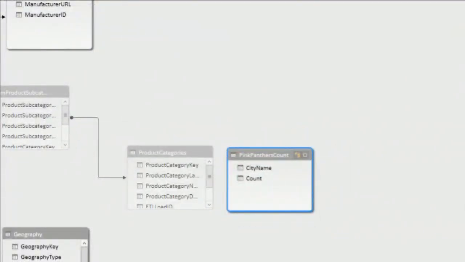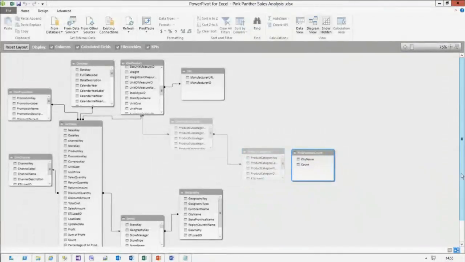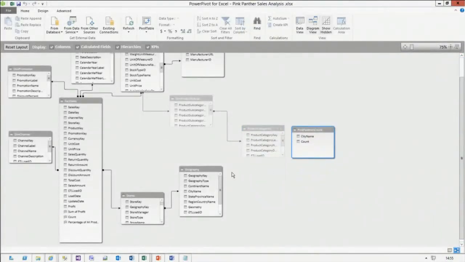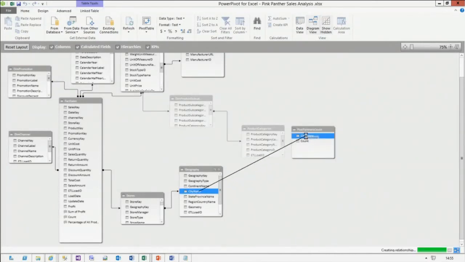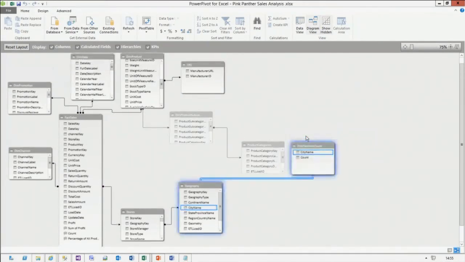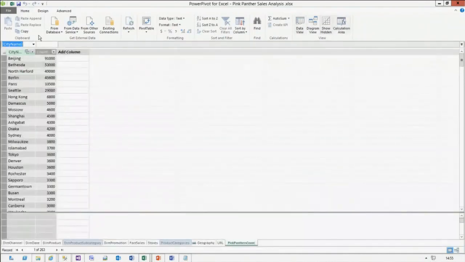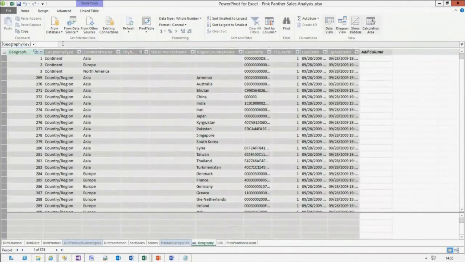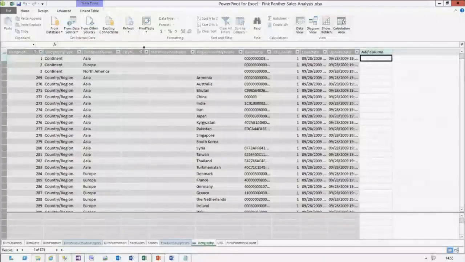Okay? Now, in order to integrate this data into the data model and analyze it, I need to establish a relationship. So in the diagram view, what I'm going to do is drag and drop city name so that this establishes the relationship. And I'm going to do one of the DAX functions here. I'm going to go into the geography table, which has the geography information. I'm going to add a new calculated column equal to RELATED.